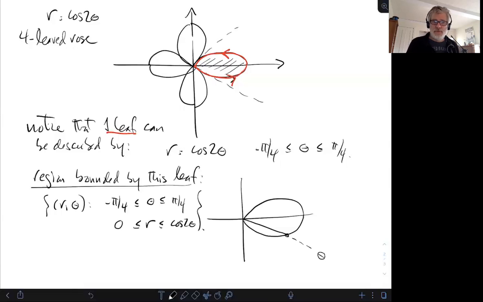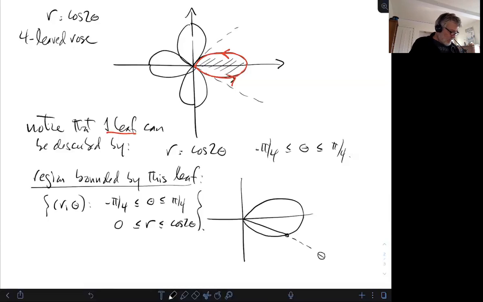This describes precisely the inside of the leaf, okay? And notice that even though this is a nasty curve, if you try to write that in rectangular coordinates, you're going to get a pretty complicated looking equation. But in polar, it's just type 1, right? So theta is between two constants, and r is between two functions of theta.